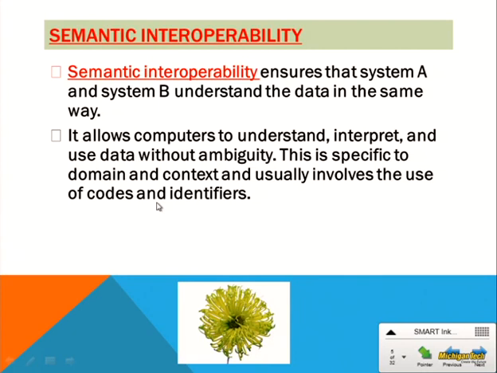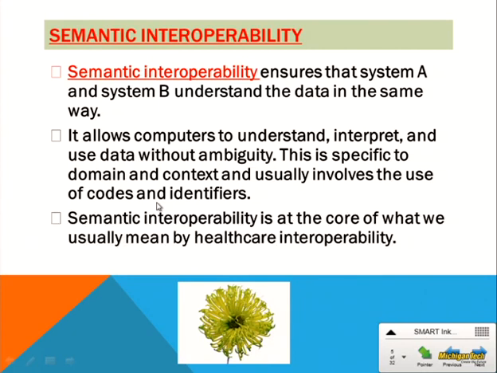This is, in fact, the core of what we usually mean by healthcare interoperability. Because technical interoperability is the basic communication that needs to be guaranteed, not just for health information, even when you send an email or a fax, and many other things related to technical interoperability. But for health, what we really care about is semantic interoperability.